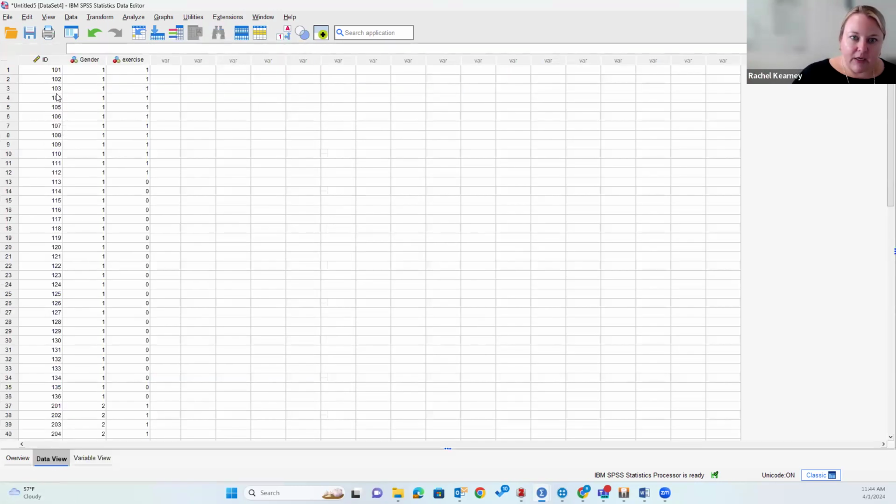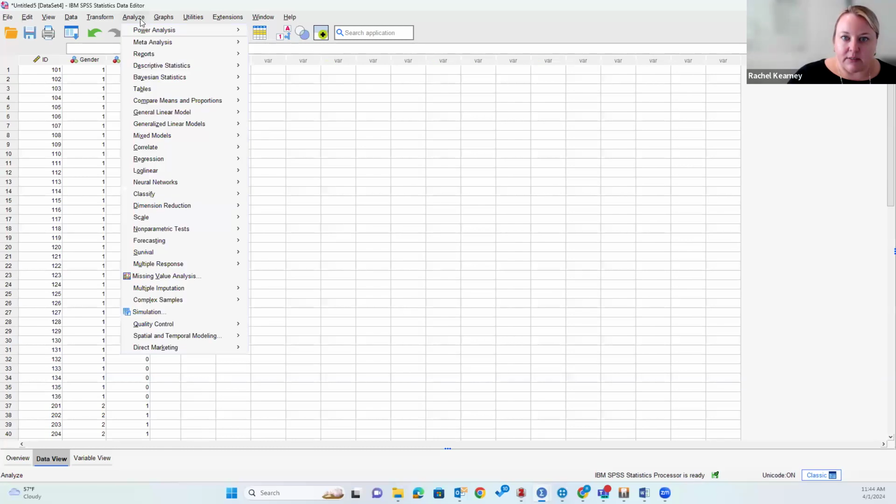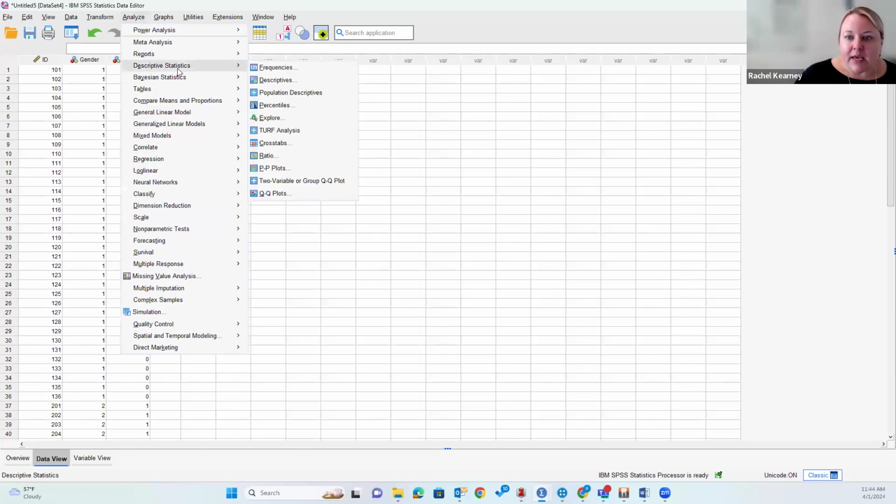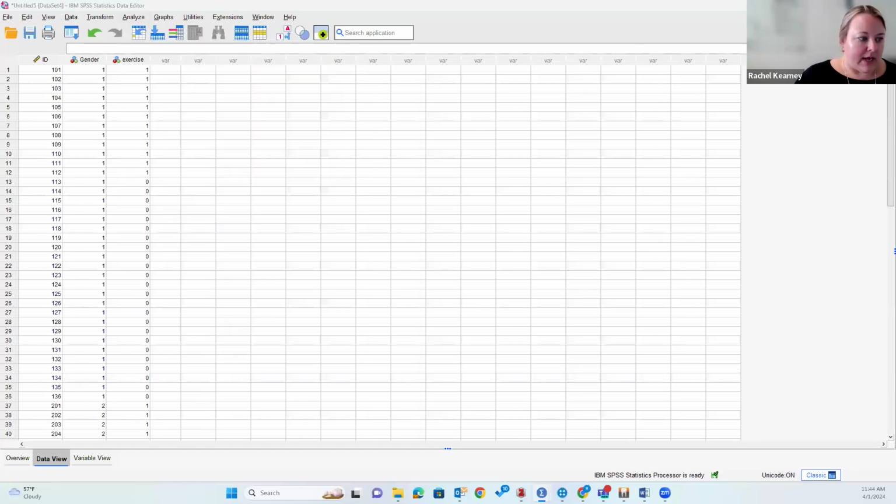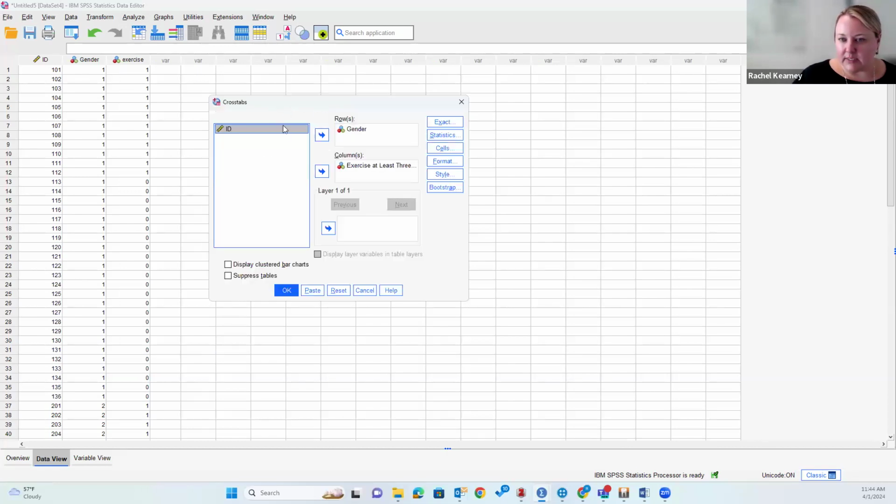So here's all my data, the ID number, the gender, and then whether or not they exercise 3 or more times a week. So in order to calculate the chi-square to see if one gender or the other exercises more, we'll go to Analyze and Descriptives, and then we will go to Crosstabs. And so this is the box that comes up.